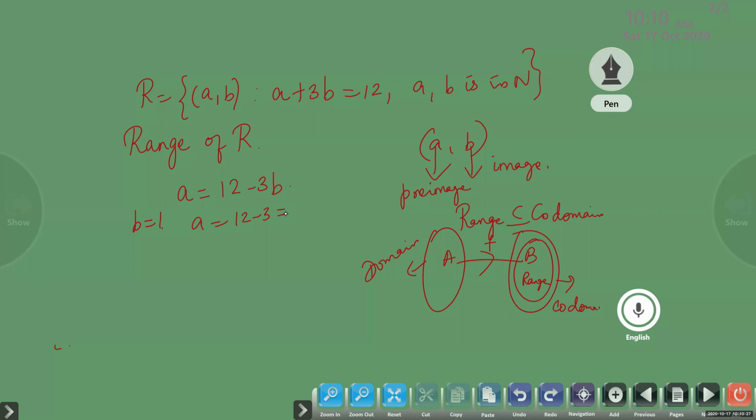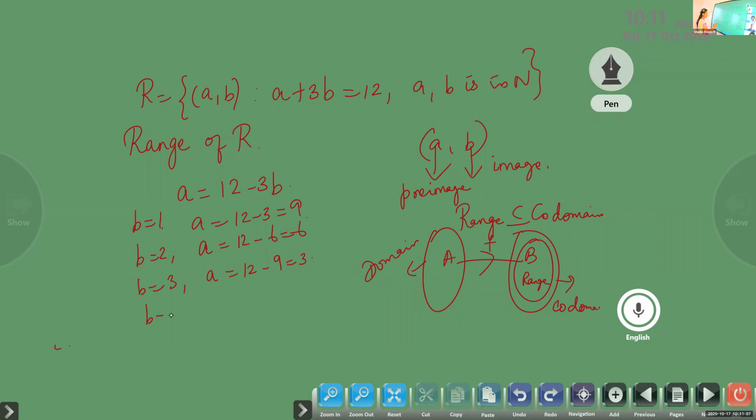A plus 3B is equal to 12. Then, suppose I give B is equal to 2. What will you get? What is the value of A? A plus 3B is 12, isn't it? And A and B are in natural numbers. 3B is 6, so A is 12 minus 6, which is 6. When B is 3, A is 12 minus 9, which is 3.